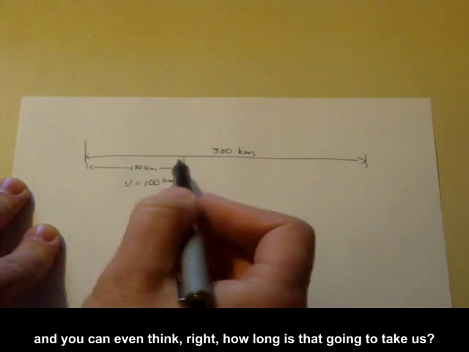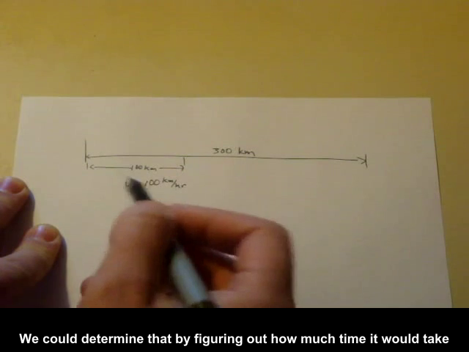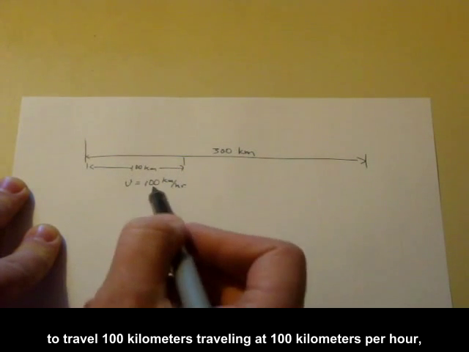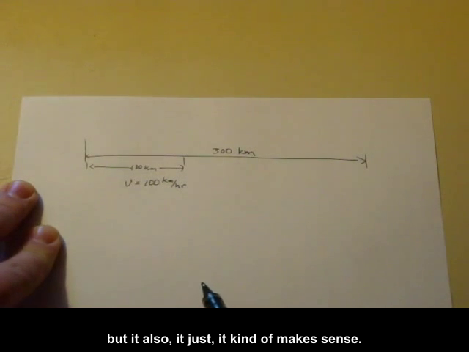And you can even think, right, how long is that going to take us? It's going to take us 1 hour. We could determine that by figuring out how much time it would take to travel 100 kilometers, traveling at 100 kilometers per hour. And we could plug that into an equation, but it kind of makes sense.